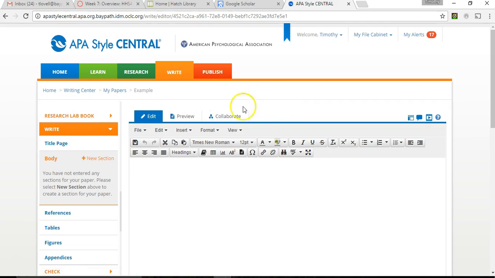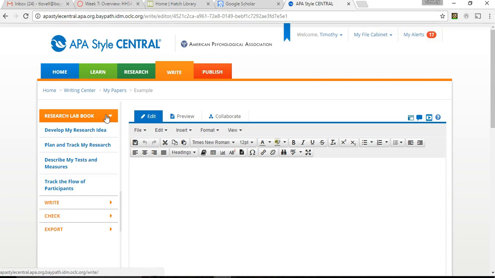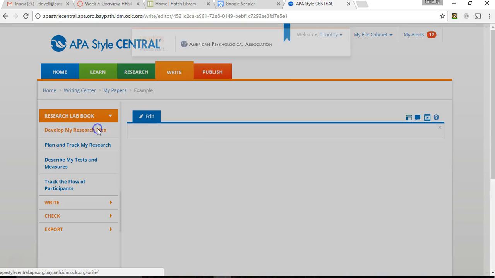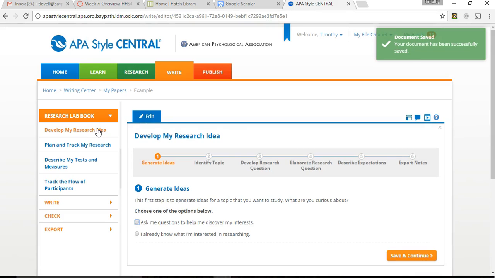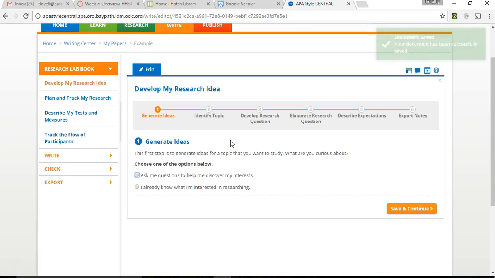So when you open up your document, this is what you should be looking at. Go up here to Research Lab Book, click on that, and then click on Develop My Research Idea. And you're just going to follow these prompts. I won't go through all these steps because it's going to be redundant and you're going to go in your own direction anyways. But this is where you get started.